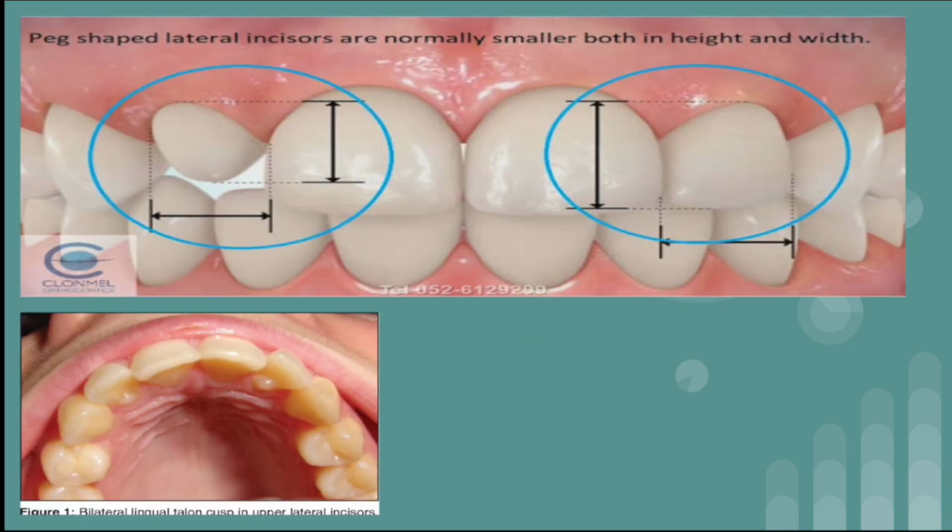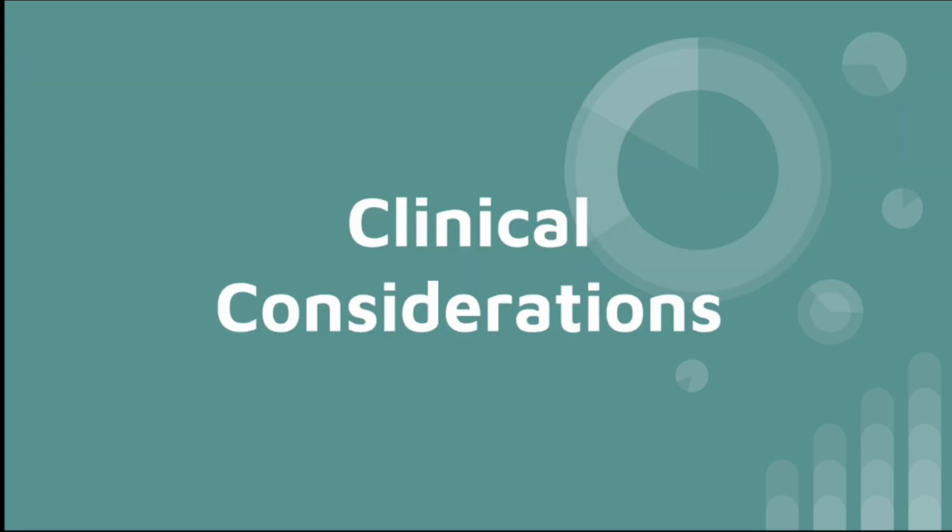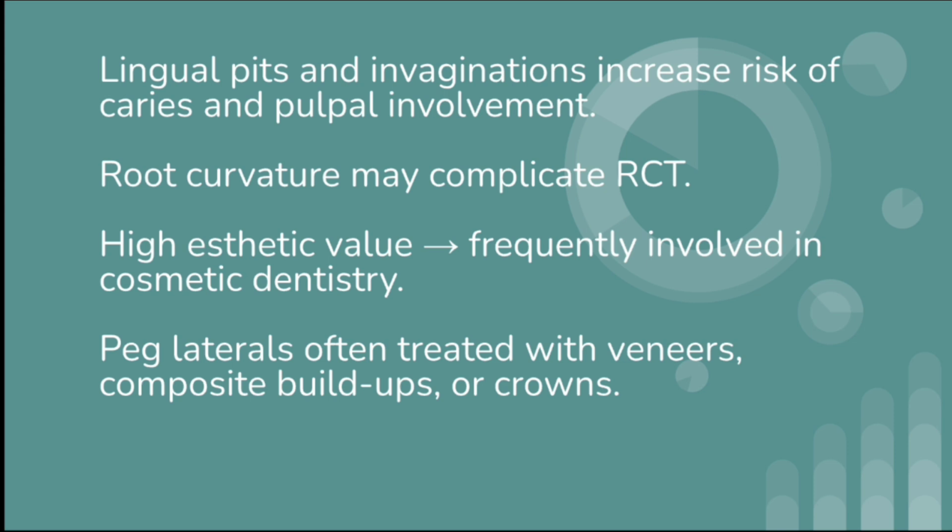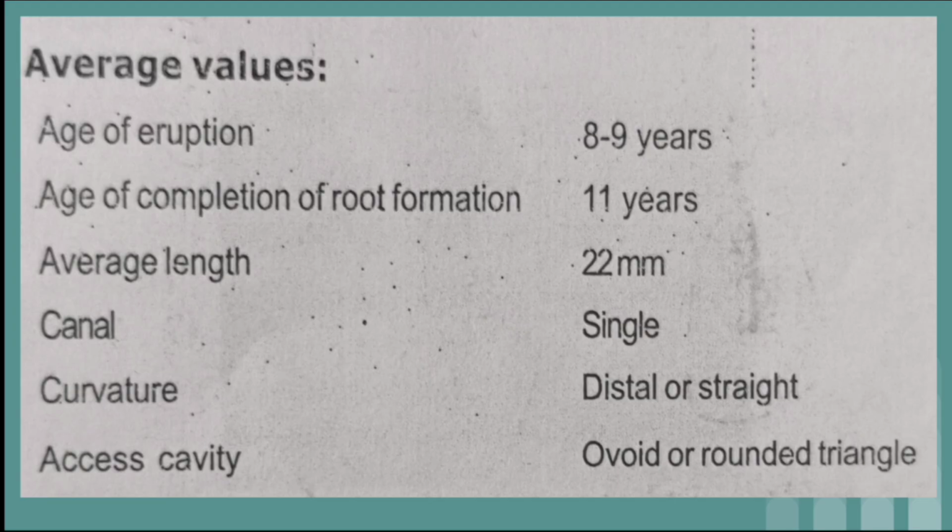Here you have seen the peg shape, and this is how you can treat it: you can place veneers, or give a composite build up, or go for a crown. So at what age does it erupt? Around 8 to 9 years. Root formation is completed at 11 years. The average length of this tooth is 22 mm. The canal will be single, with curvature distally or straight. The axis cavity is round or ovoid.